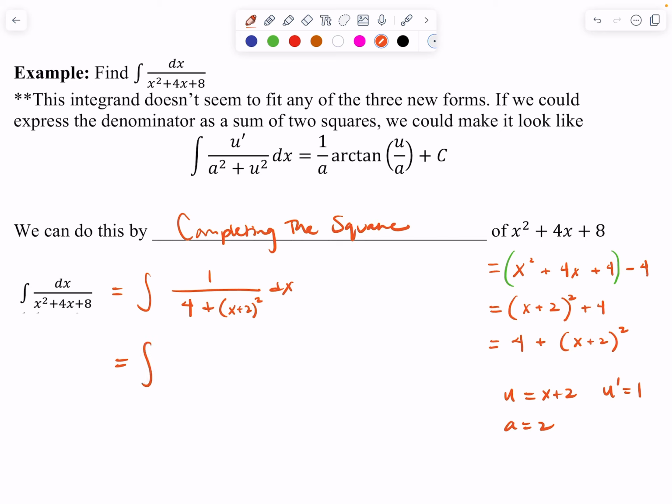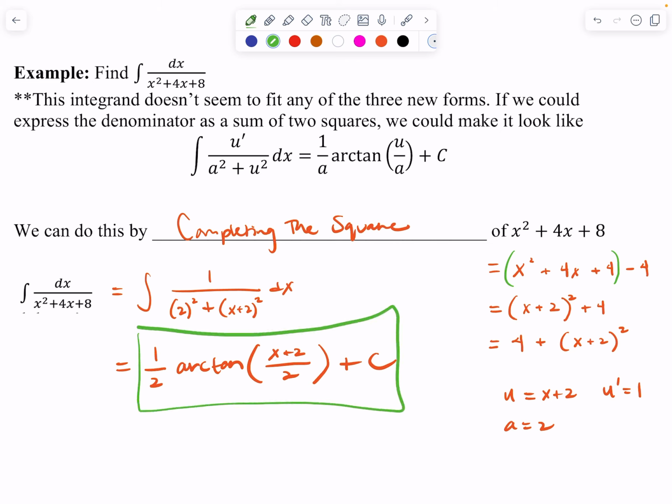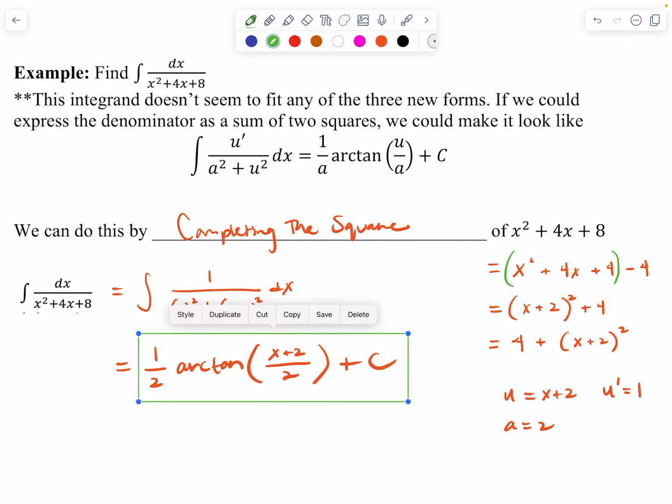And I could think about rewriting that 4 here, so I don't have to rewrite the whole thing. I could think about rewriting that 4 as 2 squared. So then applying the formula, we would have 1 over 2 times arctan of x plus 2 over 2 plus c. Okay.